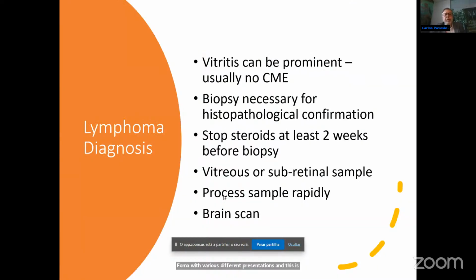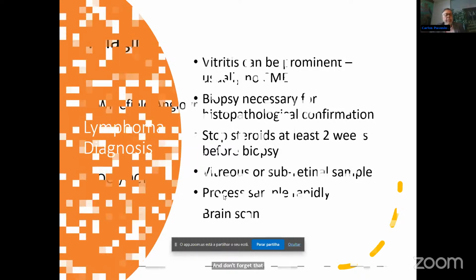Keep in mind that vitritis can be very prominent, but is usually not associated with macular edema in lymphoma unless the patient has been previously treated. Stop steroids at least for a couple of weeks before you obtain your biopsy, and you can try to take vitreous samples or subretinal sample, processing that sample rapidly. And don't forget that with lymphoma in the eye, you need to make sure you're excluding lymphoma in the brain.